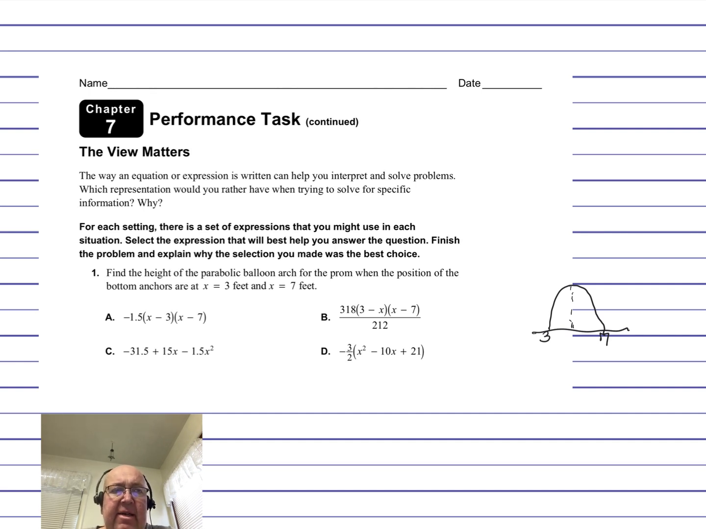Remember that the line of symmetry of a parabola is going to be the midpoint of those two bases. So we can find that as the x value of our parabola and then substitute in to find our y value. Note that each of these equations will give you the same response, but which one would you choose to use to solve this?